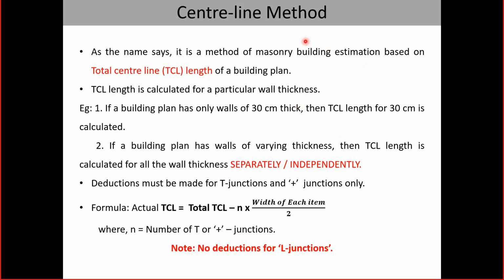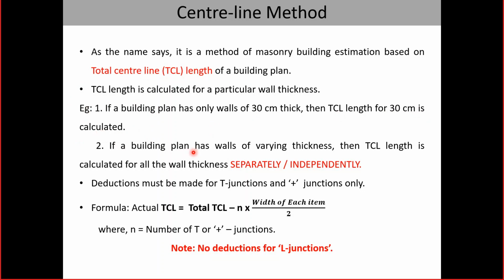But in the center line method, I do the calculation of the center line for the whole plan, or I can also do it separately and do the calculations, right? So TCL, total center line length, is calculated for a particular wall thickness. For example, if a building plan has only walls of 30 centimeter thickness, let us assume the wall thickness is 30 centimeter, 300 mm, right? After plastering and finishing everything, the wall thickness has come down to 30 millimeters, I mean 30 centimeters. Then the total length for the 30 centimeter wall is calculated alone.